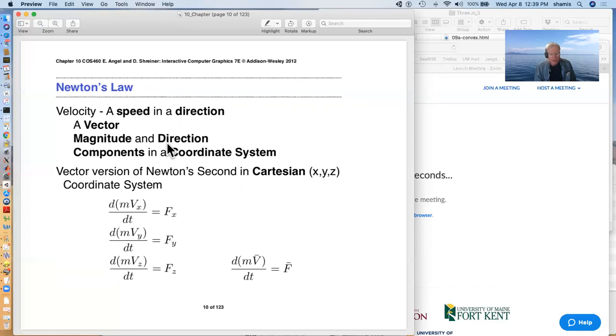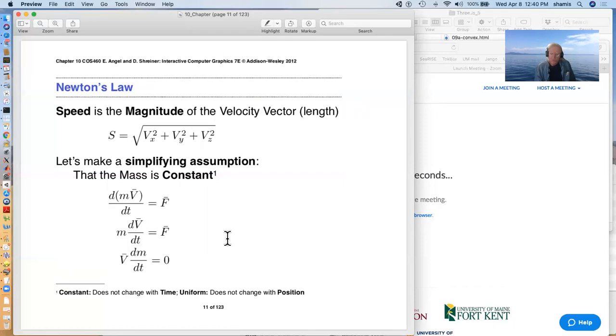So it's also a vector equation. We have components in the x, y, and z, or whatever coordinate system we use, but we're going to use Cartesian in the x, y, and z. And so we can write this as a vector equation by putting little hats over the v and the f that indicate that they're vectors with three components in the Cartesian coordinate system. When we talk about speed, that's the magnitude of the velocity vector. So that's the square root of vx squared plus vy squared plus vz squared.